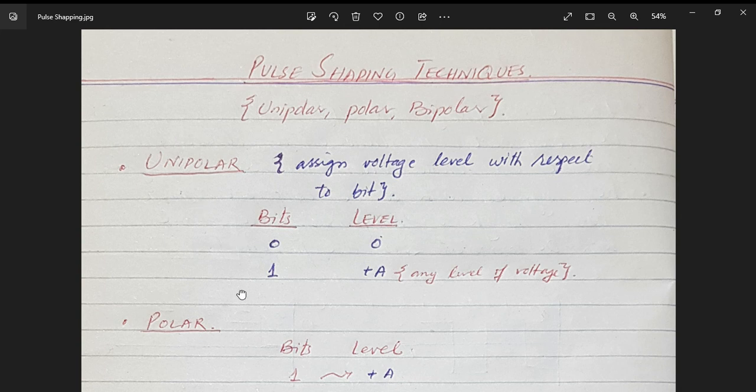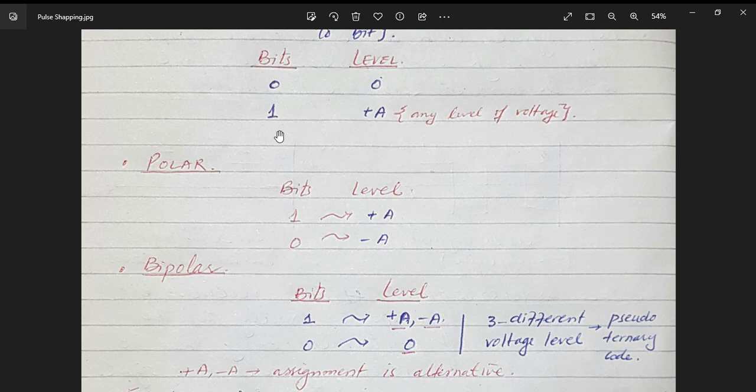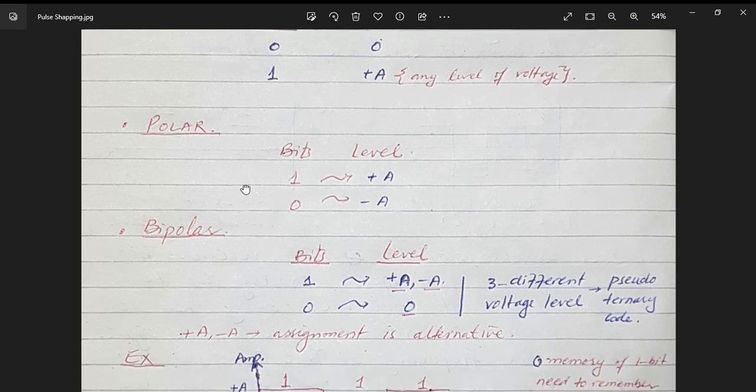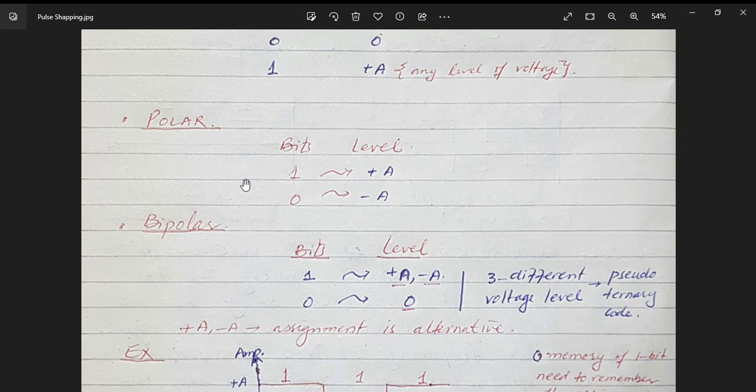The second is the polar technique. What does the polar technique mean? Again, you are going to assign bits to a level. If there is a bit 1, then your assignment is positive A. But if the bit is 0, your assignment is negative A. So you are assigning two values, either positive voltage or negative voltage. If you see this type of assignment, you can call this a polar technique.